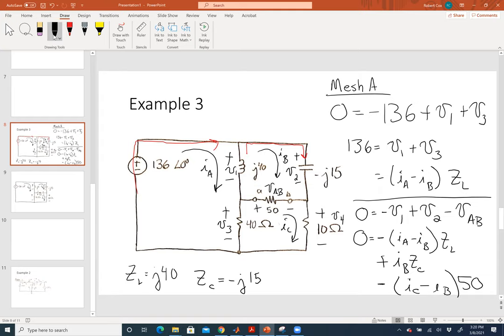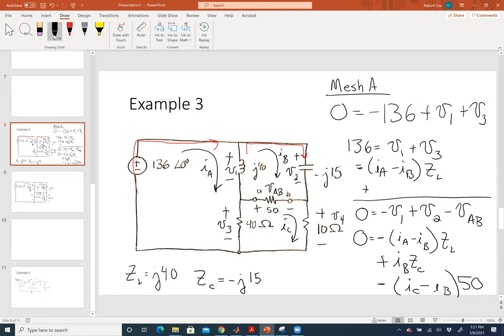Professor, we didn't finish the equation for mesh A. We did, didn't we? Oh, I forgot the V3 term. See, there's lots of places to make mistakes. That's also part of the reason why I like to see it symbolically, because before I enter the MATLAB, I can kind of see what I did wrong. What did I have? We had IA minus IB times Z sub L. And then what about the V3 term?